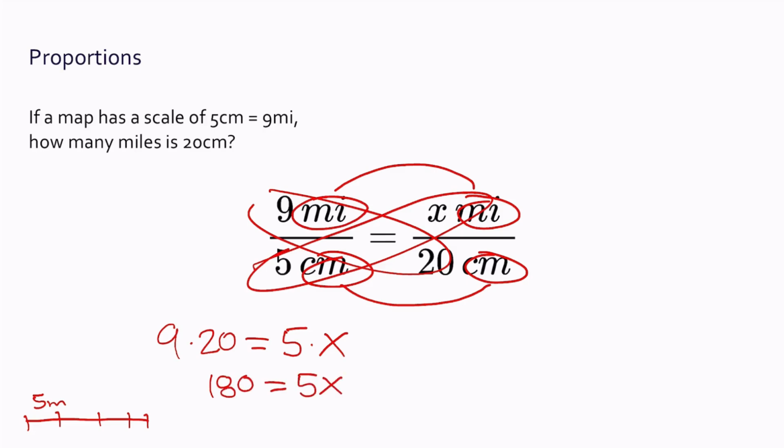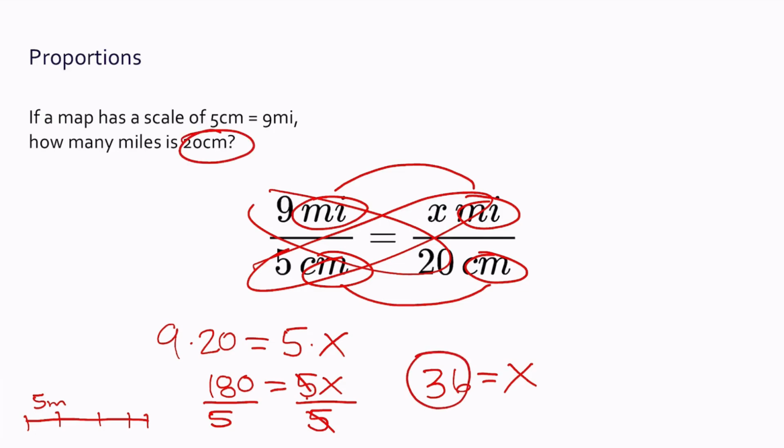Well, now I can't just get rid of this 5 like I got rid of the 1. To solve this, I can see that 5 is multiplying x. And so I'm going to do the opposite thing and divide. Since it's 5 times, I'm going to do it divided by 5. But since I have this equal sign, I have to do the same thing on both sides. So now these 5s are going to go away. And 180 divided by 5 is 36 equals x. Which means on my map, 20 centimeters is 36 miles.